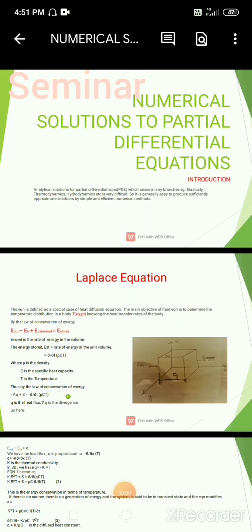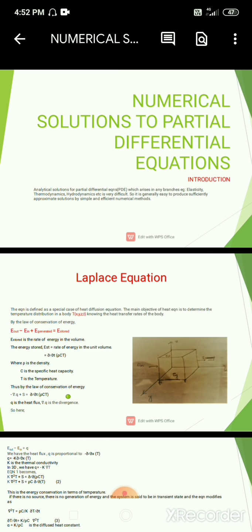Solutions to partial differential equations are very important because they have many applications in physics, like elasticity, thermodynamics, and hydrodynamics. So the numerical solutions have to be found in any of these cases. In order to discuss the numerical solution to partial differential equations, certain methods are discussed in my seminar topic.